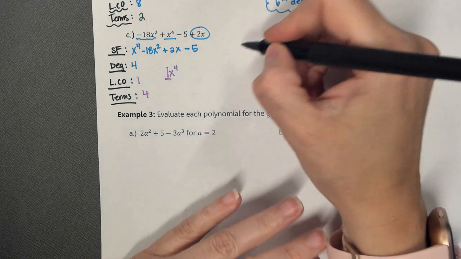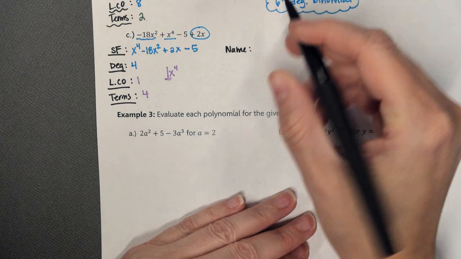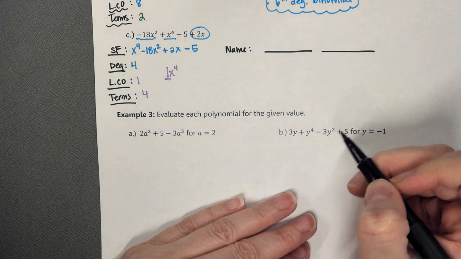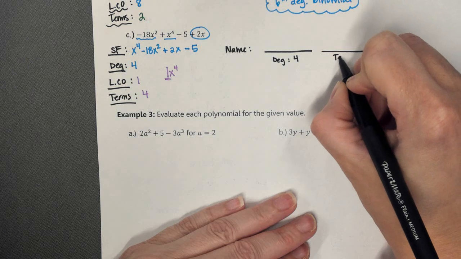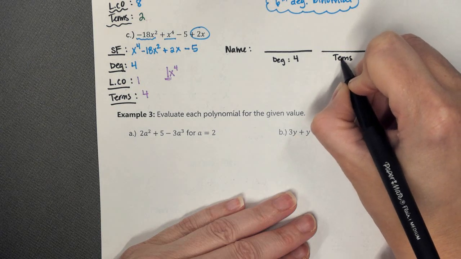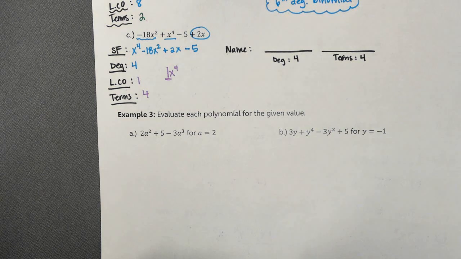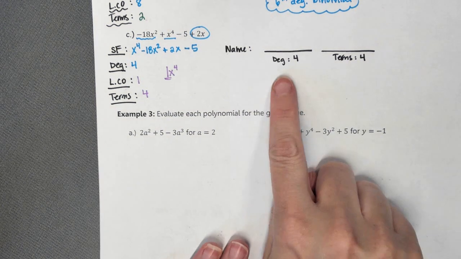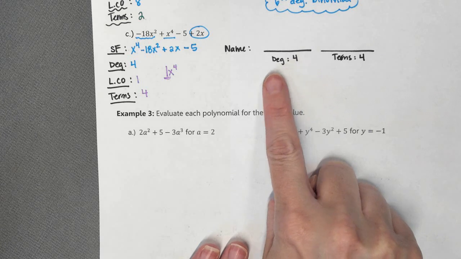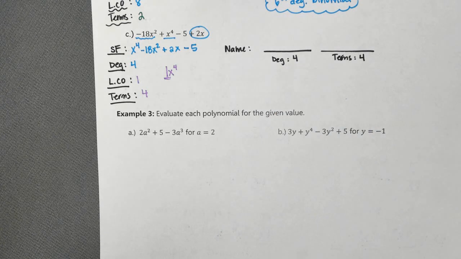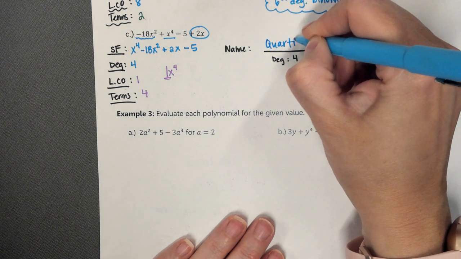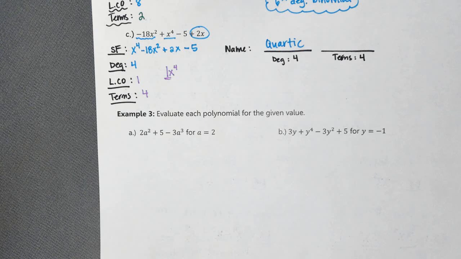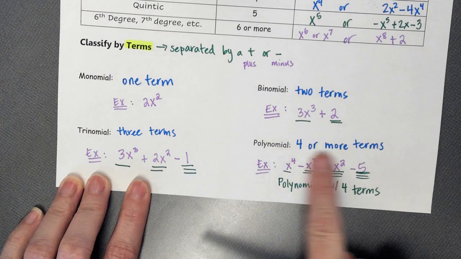So when you do the name, I do think it's helpful to write the 2 parts so you don't forget part of it, because one is based on the degree and the other is based on the terms. So Avery, can you use your chart and tell me if it's degree 4, what that's called? Quartic, yep. So that's the first part. And then the 4 terms, it's not 1, 2, or 3.